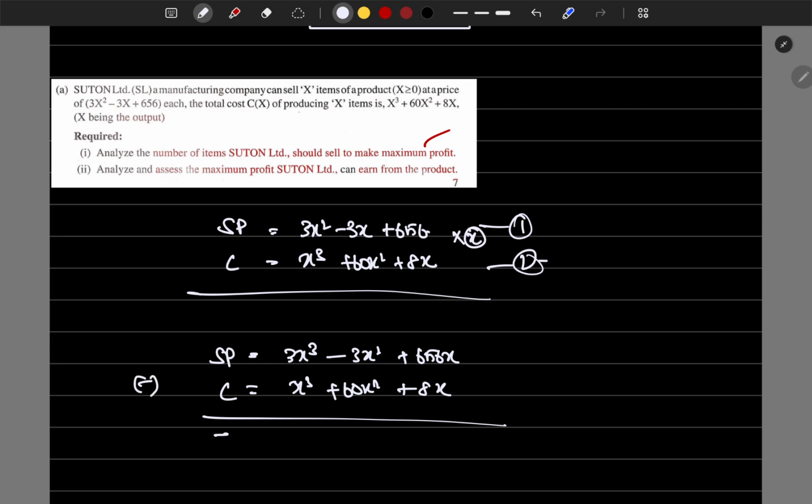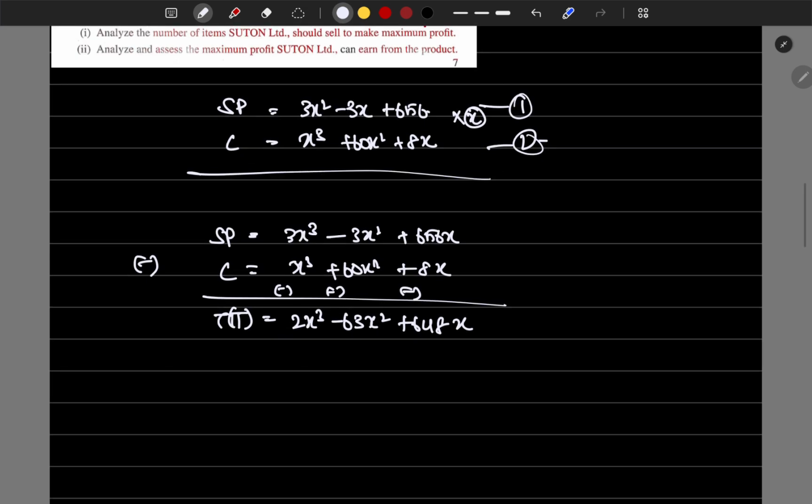We'll get the total profit. 3x cube minus x cube will become 2x cube, minus 63x square, then 656 minus 8, which is 248x. We frame the equation. Okay, we got the equation for total profit.